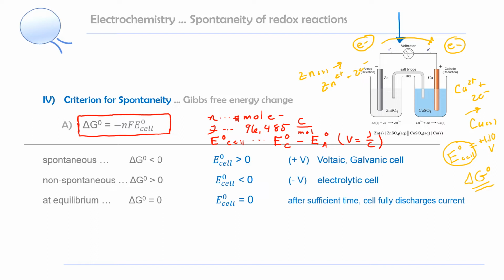So just from a unit perspective, let's look at what we're going to get out. n is moles. Faraday's constant is coulombs per mole. And the cell potential is in volts, which is a joule over a coulomb. So the moles are going to cancel, coulombs are going to cancel, and you're left with the unit of a joule, which is energy, which is what we would expect for Gibbs free energy.